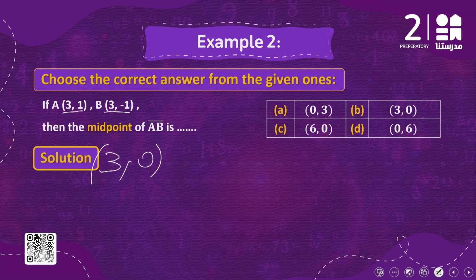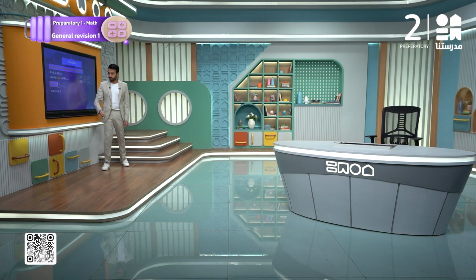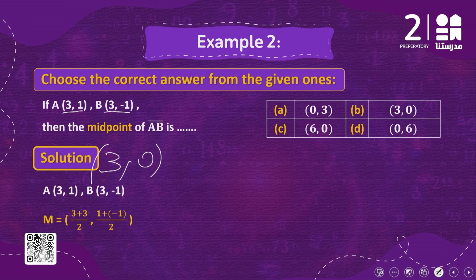If you can't solve it mentally, you can use this rule. Can you remember? To find the midpoint, you add the values of x together over 2, and you add also the values of y together over 2. 3 plus 3 over 2, put this on your calculator separately than this one.